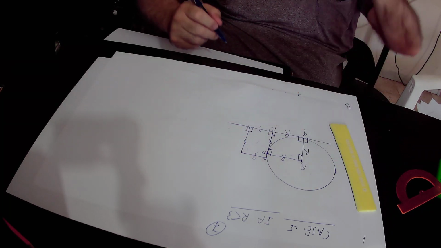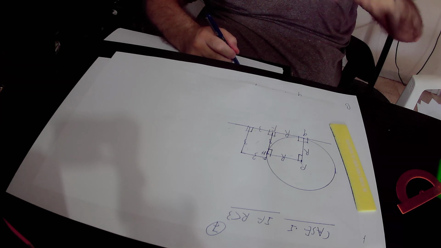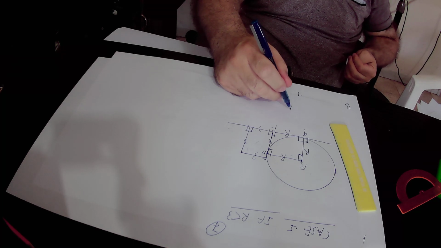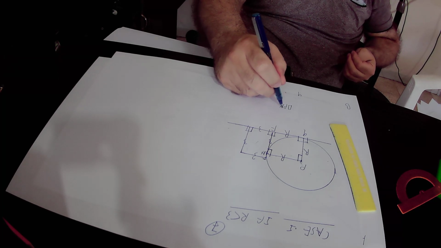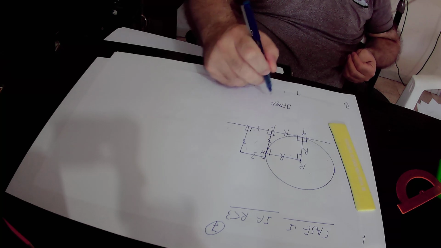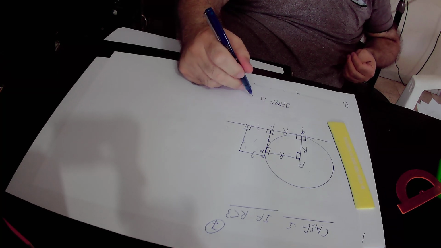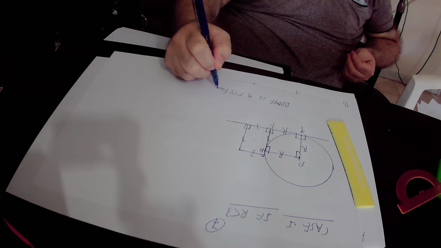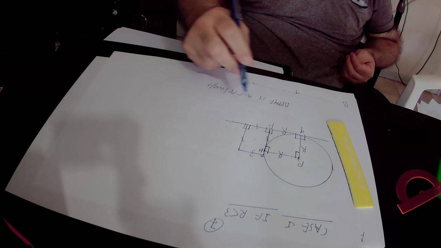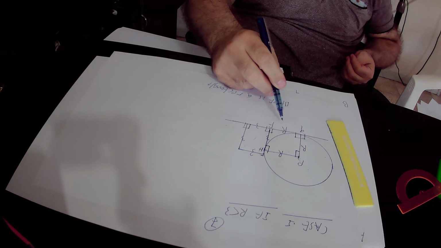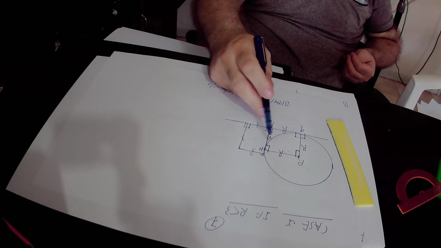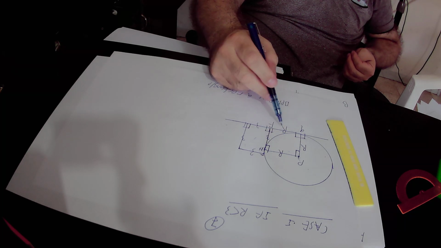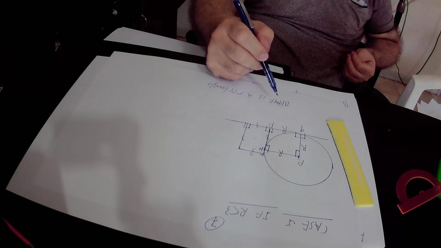Okay, the quadrilateral PHQF has 4 right angles, therefore it is a rectangle. And we know that the opposite sides of a rectangle are equal to each other. That is to say, PH equals QF. PH equals QF, but PH equals R, therefore QF will be also equal to R.